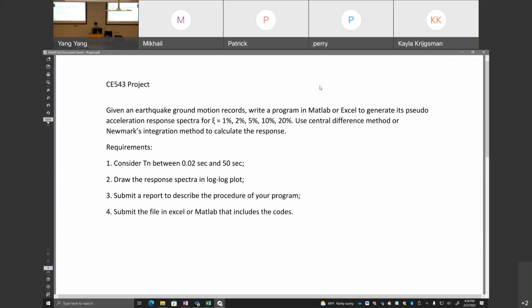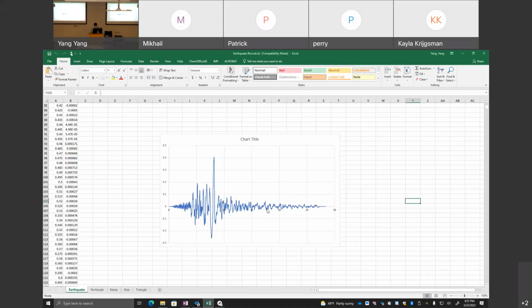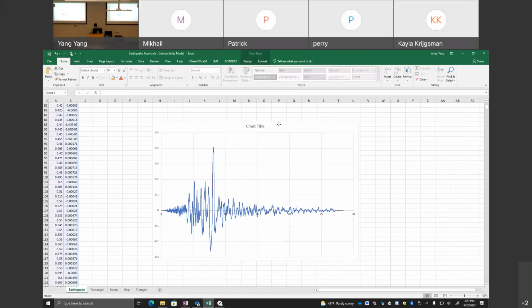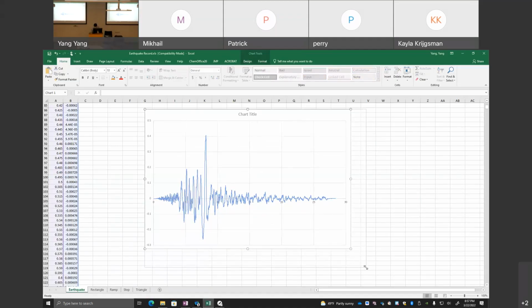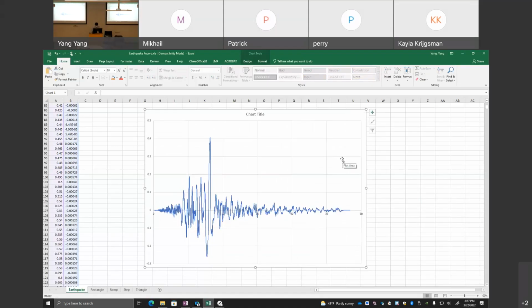So this project is about the production of a response spectrum. You are given an earthquake ground motion record such as shown here. So this is an earthquake load. Can everybody see the Excel file on the screen? I believe students in the classroom should be able to see it. But the students online, are you able to see the earthquake record on your screen? Yeah, we can see it.